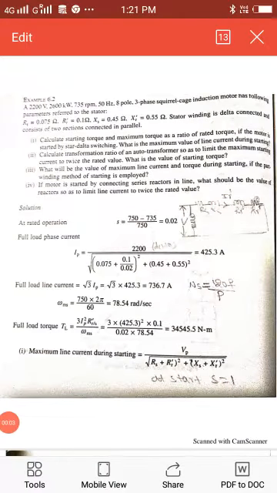Good morning. Today we are going to solve a problem on starting methods of induction motor. The problem is like this. A 2200 volts, 2600 kilowatt, 735 rpm, 50 hertz, 8 pole, 3 phase squirrel cage induction motor has the following parameters referred to the stator.